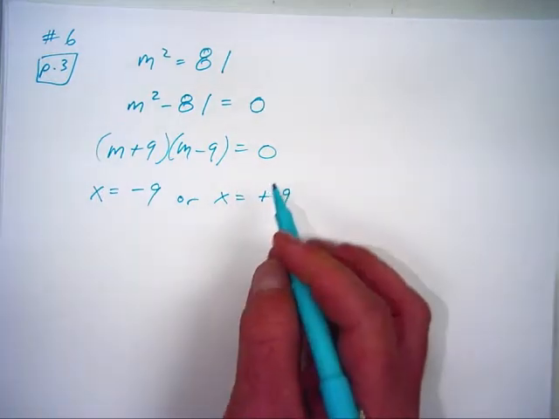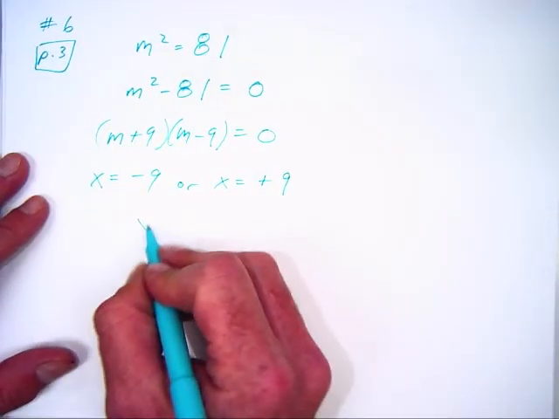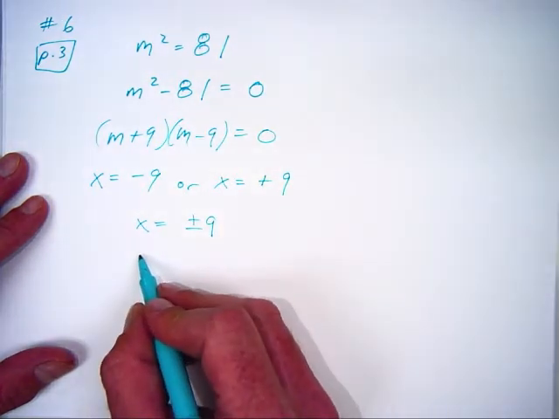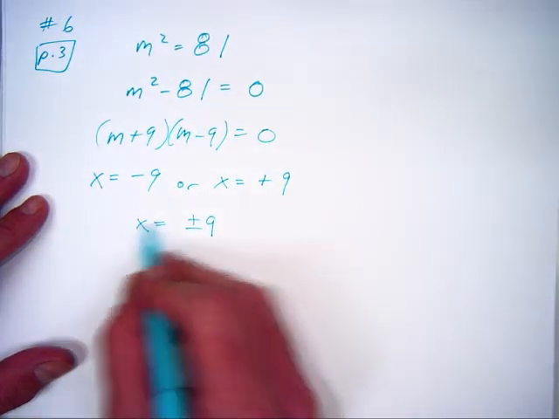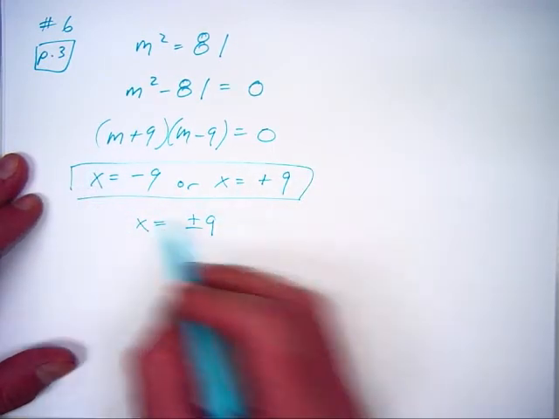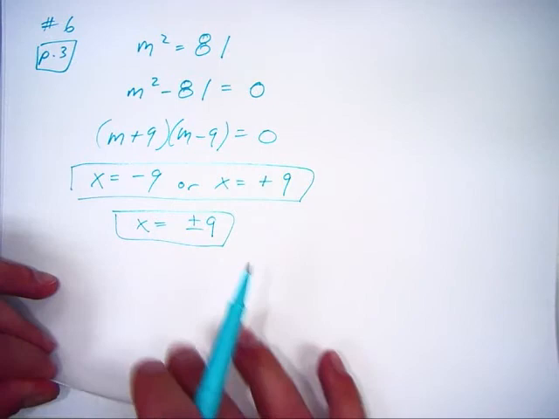The way you might learn it later is there's two ways to do it. You can say x equals positive or negative 9. You can also say, yeah, that's probably the best way to say it. X equals positive or negative 9. You could leave it like this too. It doesn't matter. Either of those ways work.